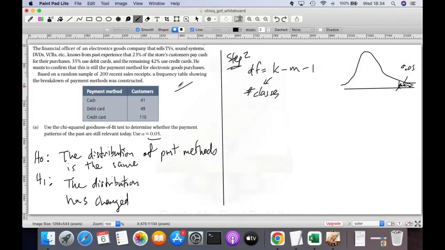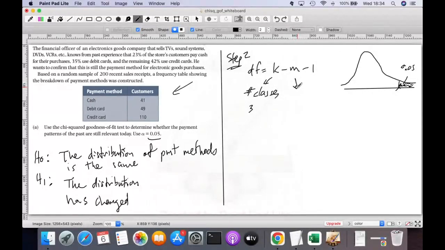Look at the table that's given to you. How many classes are given, so basically how many categories are there? There are only 3 categories: cash, debit card, and credit card. So your K is 3. For your M, it's the number of parameters. Unless they tell you it's a normal distribution or a binomial or Poisson distribution, your M is always 0. So for this case, your M is 0.